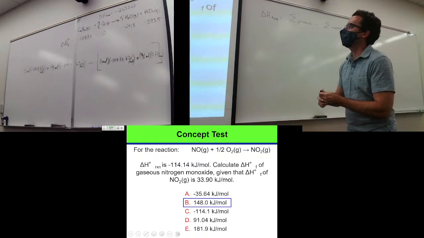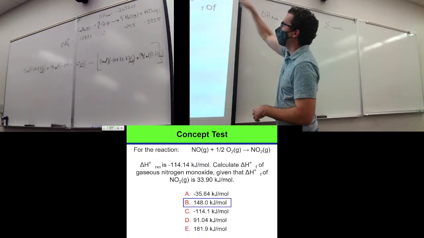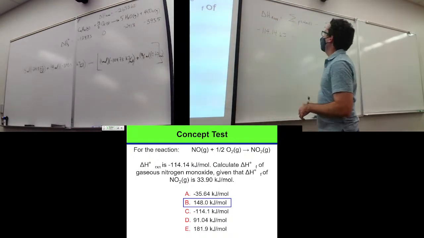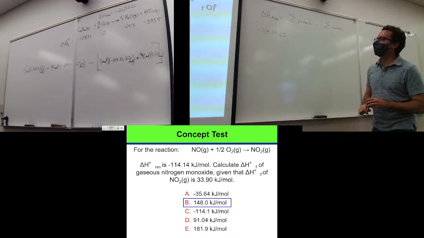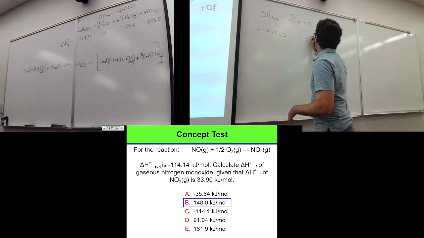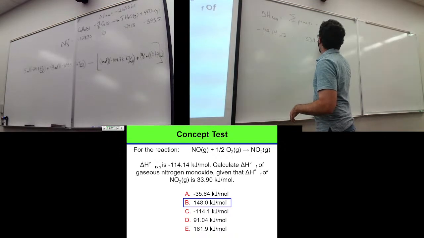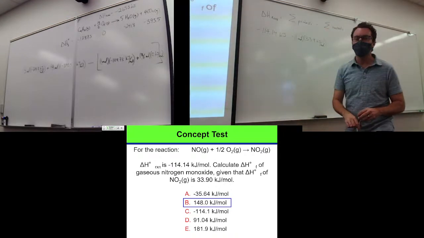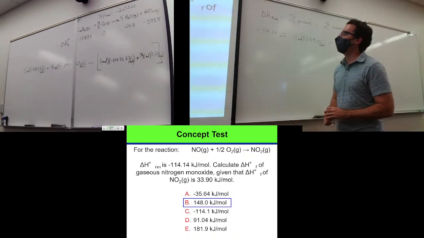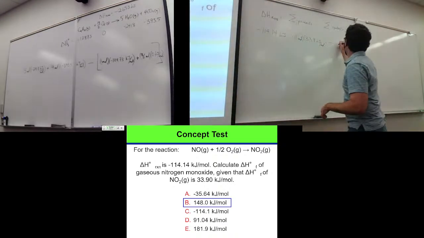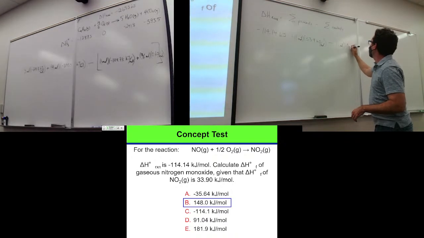So how did we get that? The whole reaction is minus 114.14. And the product is just one, NO2, and we know the delta H of formation of NO2 is 33.9, and we're multiplying that by 1 mole. There's only a coefficient of 1 in front of the NO2. And we're going to subtract all of the reactants. So we can ignore that one because that one's 0. NO is the one we're looking for, and there's just 1 mole of it.